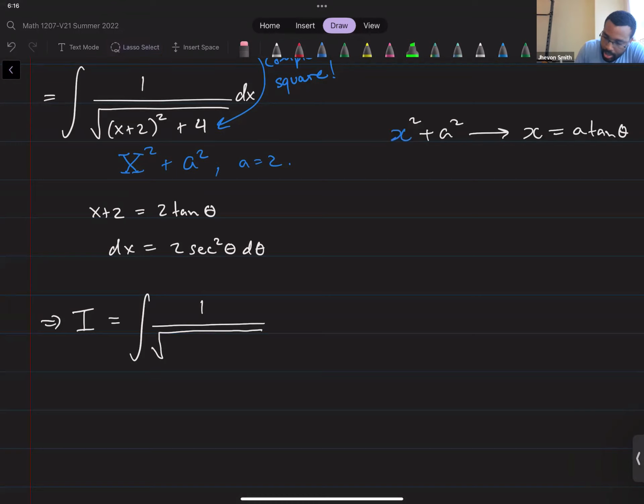But here, your x, like this guy, is not just an x, right? It's actually, in place of x, you have this entire expression. So we actually have x plus 2 here. So everywhere I see x, I would put x plus 2. Right, so the x is generalized here. It's a linear function. So we don't just have x squared plus 4, in which case we would let x equals 2 tan theta. We have x plus 2 squared plus 4. So the x plus 2, you just think of as your variable.